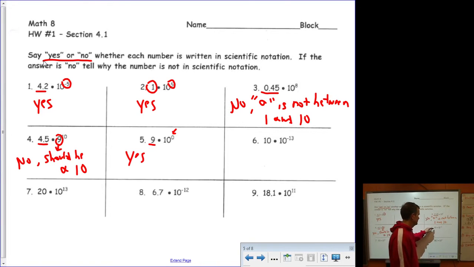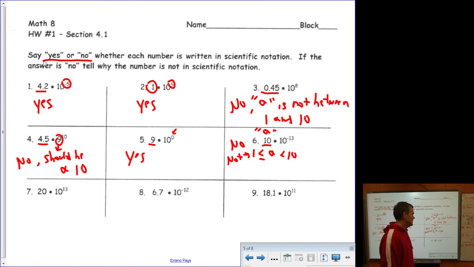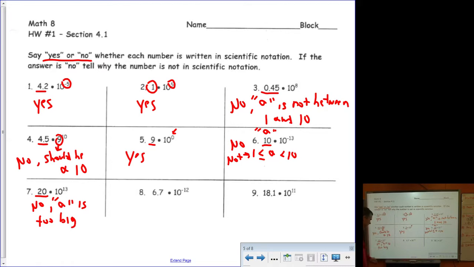Number 6, this is not between 1 and 10. Remember, this thing that we call the A value has to be greater than or equal to 1. So it could equal 1, but it's got to be less than 10. So because A is not between 1 and 10, it's not in scientific notation. Number 7, same thing, no, A is too big.